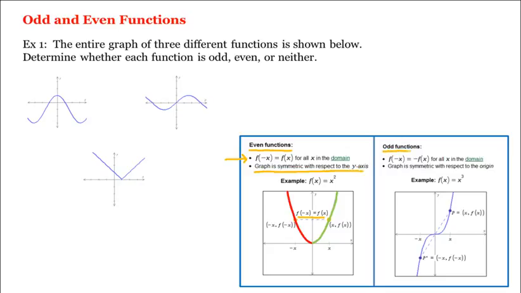And a function is called odd if f of negative x is equal to negative f of x for all x in the domain. And the graph of an odd function is symmetric with respect to the origin. For example, f of x equal to x cubed is a famous example of an odd function.